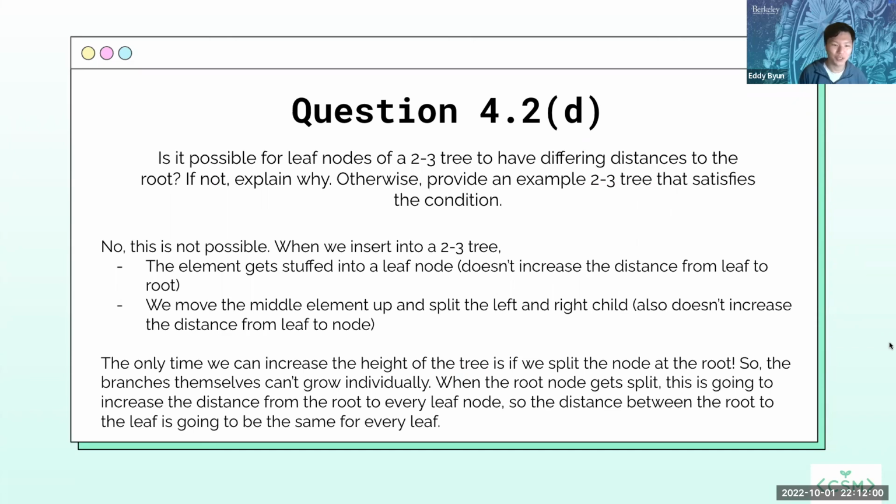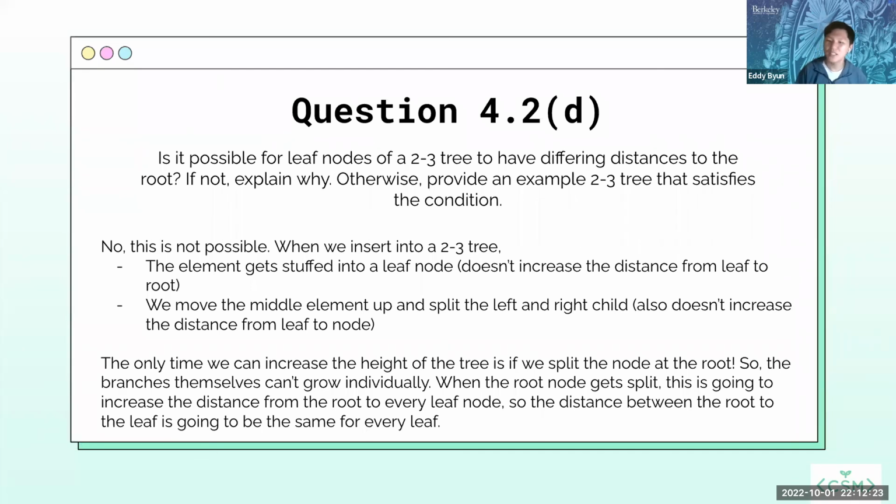let's look at 4.2d. So 4.2d says, is it possible for leaf nodes of a 2-3 tree to have differing distances to the root? If not, explain why. Otherwise, provide an example 2-3 tree that satisfies the condition. So the answer to this is no, this is not possible.